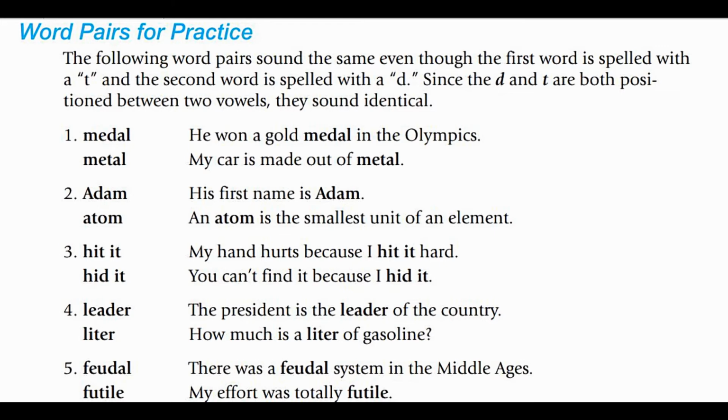Word pairs for practice. The following word pairs sound the same even though the first word is spelled with the T and the second word is spelled with the D. Since they're both between two vowels, the sounds are identical. Medal. He won a gold medal in the Olympics. Metal. My car is made out of metal. Adam. His first name is Adam. Atom. An atom is the smallest unit of an element.